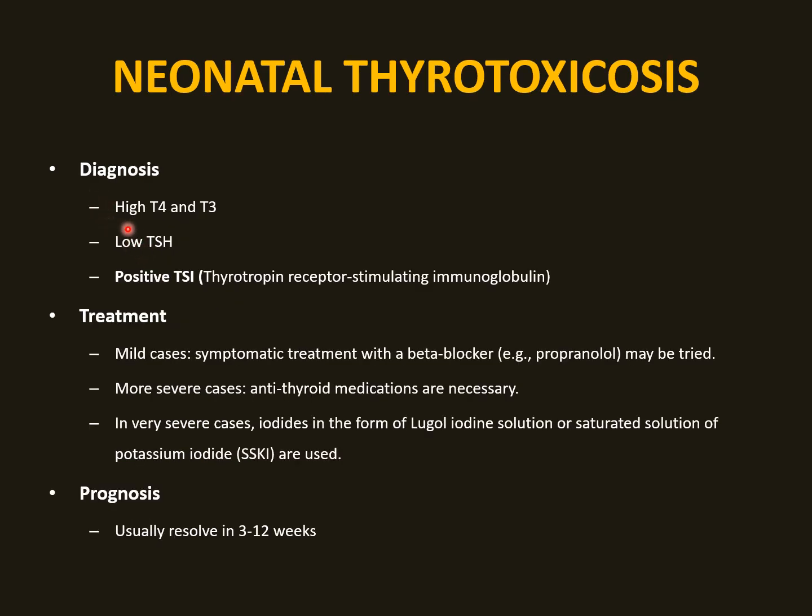The diagnosis: high T4 and T3, low TSH, and positive TSI, thyrotropin receptor stimulating immunoglobulin. The treatment in mild cases is symptomatic treatment with a beta blocker; propranolol may be tried. In more severe cases, you need to give anti-thyroid medicine, which is methimazole. In very severe cases, you will use iodide in the form of Lugol's iodine solution, or saturated solution of potassium iodide can be used. Prognosis: it usually resolves spontaneously in 3 to 12 weeks.